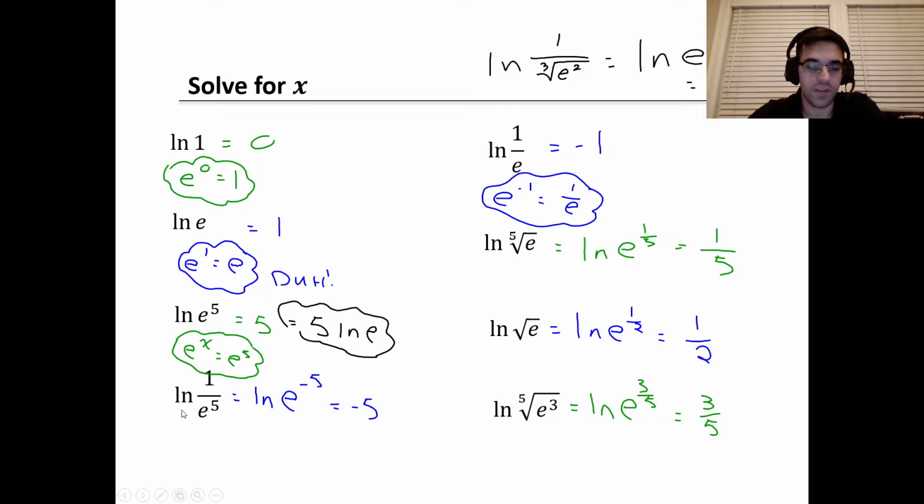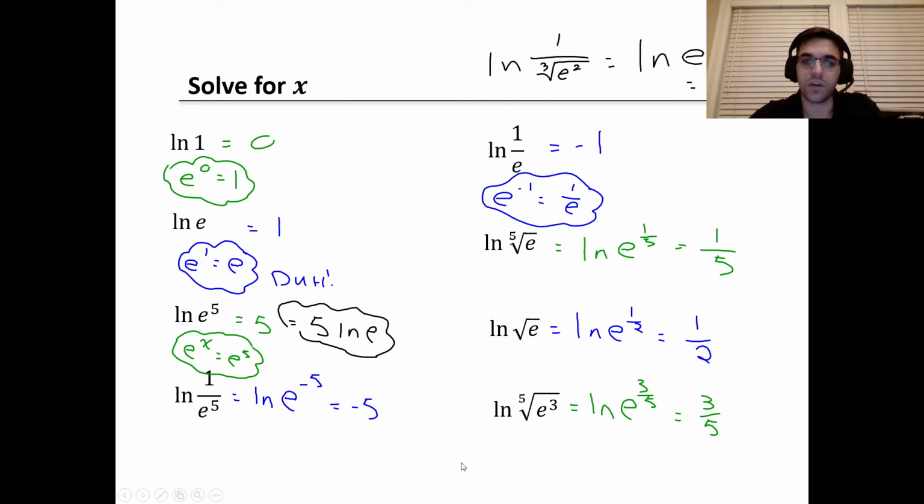The next one, we have the natural log of 1 over e to the power of 5. Well, I can write that as a negative exponent, the natural log of e to the negative 5th power. And so just like the previous problem, e to the power of what equals e to the power of negative 5? Negative 5. Okay, so similarly to this one, the natural log of 1 over e can be written as the natural log of e to the power of negative 1. And so e to the power of negative 1 would equal 1 over e, so then negative 1 is our exponent we're looking for.